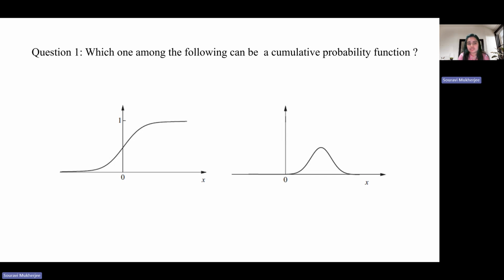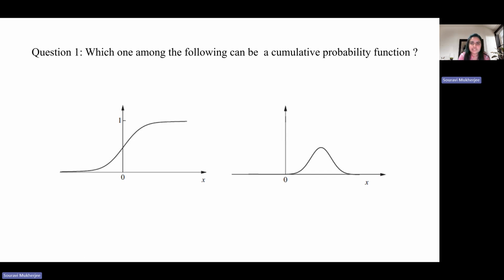Now, this same distribution can also be written in terms of a probability density function. And then what you get is something like this, right? So this is a cumulative probability distribution. This is a density function.